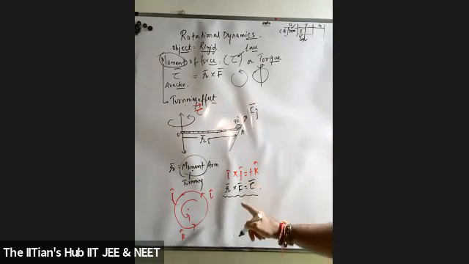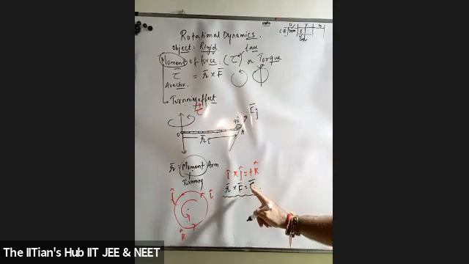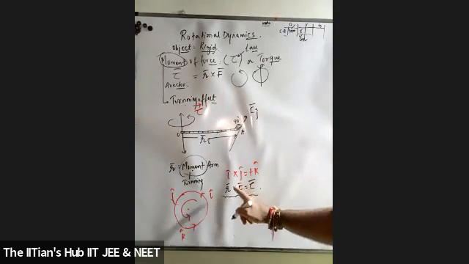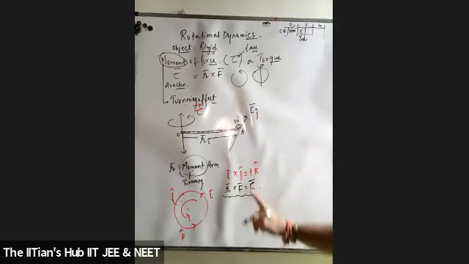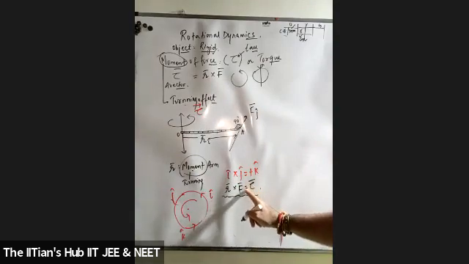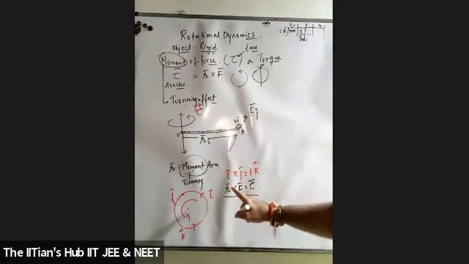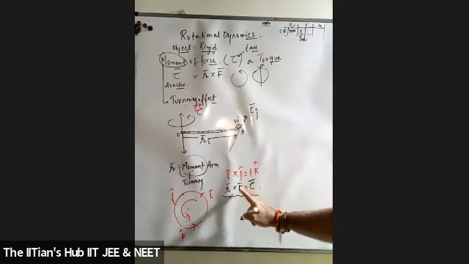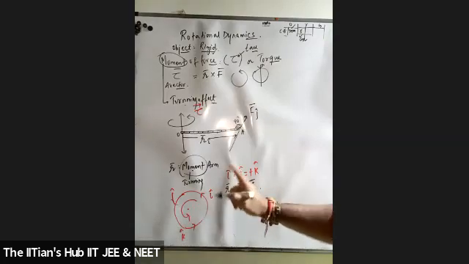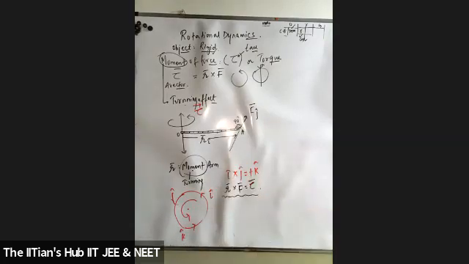Hence, when you refer to your textbooks, students, they have given: moment of force is defined as the vector product of the moment arm and the force applied, or moment of force is defined as the product of the magnitude of force applied and the perpendicular distance from the axis of rotation.